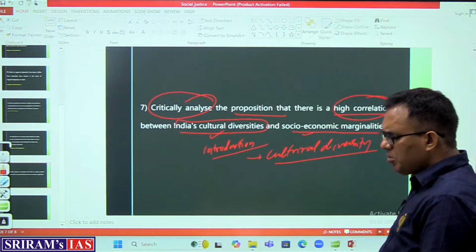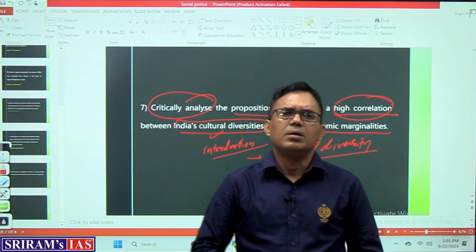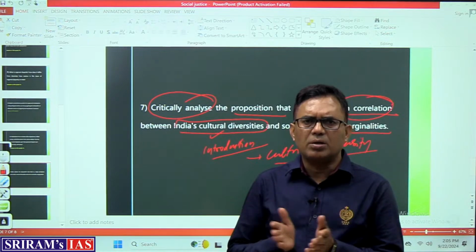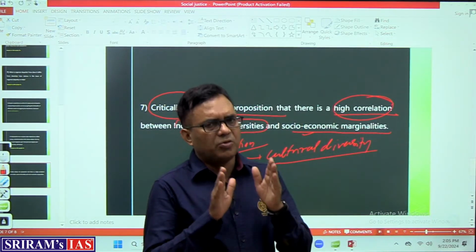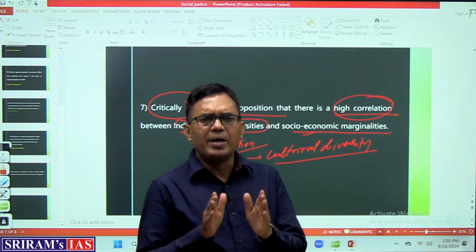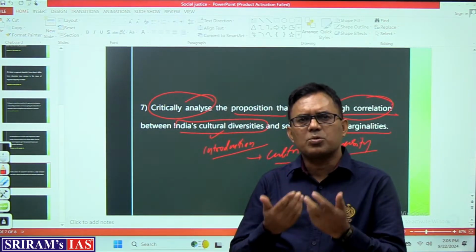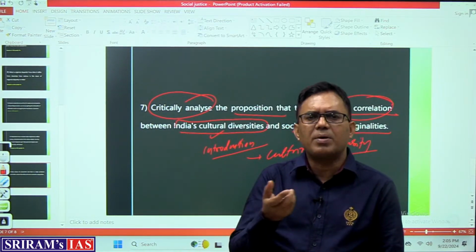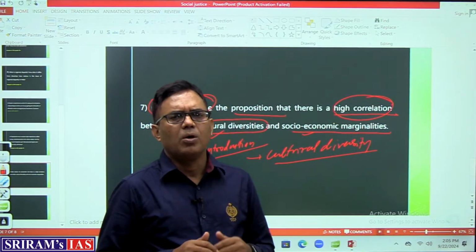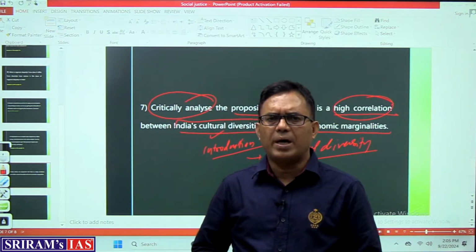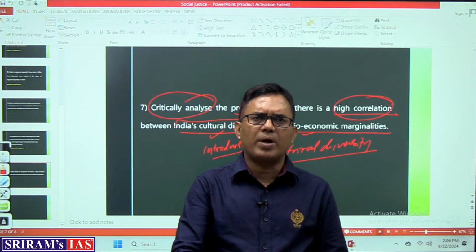And when we talk about socio-economic marginality, it means the state or condition of being excluded, or the people who are not properly included in the larger process of society, in the mainstream development process of society. So marginalization is a process of putting people onto the margin of society. Now what correlation exists between the two? By this definition, this is the introduction part.